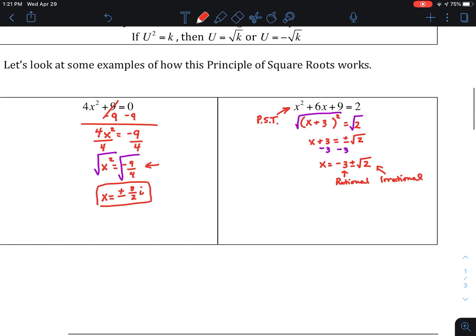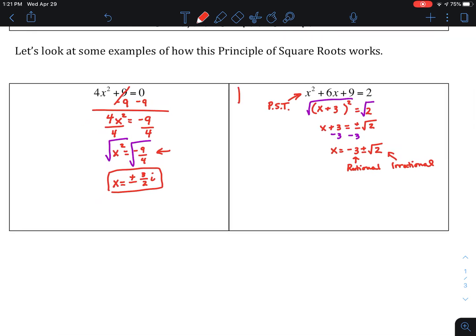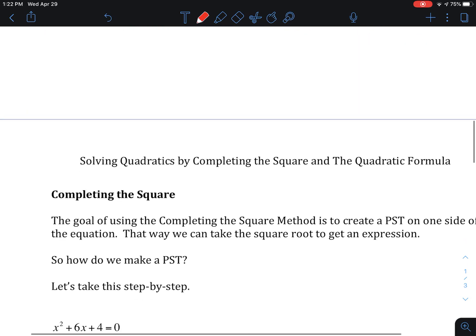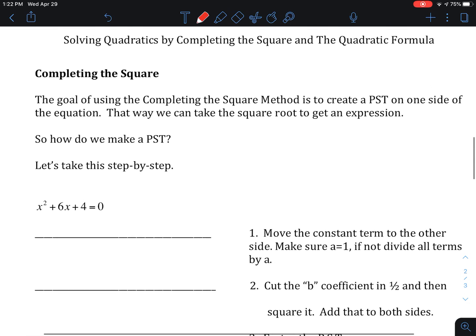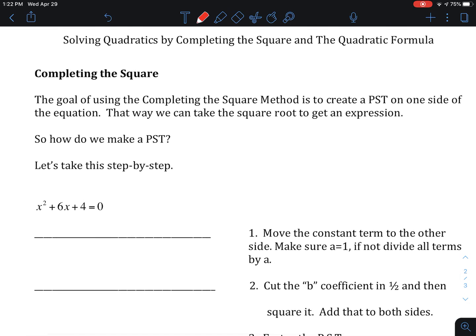We're going to put this to the test when we use our first technique, which is called completing the square. And this type of problem, the second example we did, becomes really, really important. Okay, let's take a look and see if we can make the connection about why that example became really important. So completing the square is a method for solving a quadratic equation. And the goal of using the completing the square method is to create a PST on one side of the equation. Because when we create a PST and we factor it, we get some kind of quantity squared, and therefore when we square root it, we're left with that quantity.